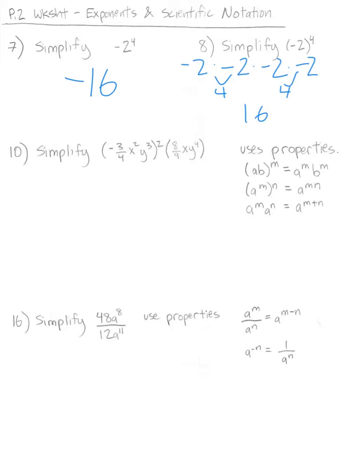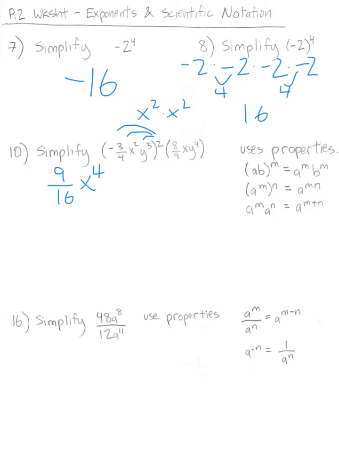So if I take this 2 and I distribute, and that would be using this property right here, ab to the m equals a to the m, b to the m, what we end up getting, -3/4 squared is 9/16. If I take x squared squared, x squared squared means x squared times x squared, which is x to the 4th. The property over here says when you take a power to a power, you multiply, but you want to understand why you're doing that.